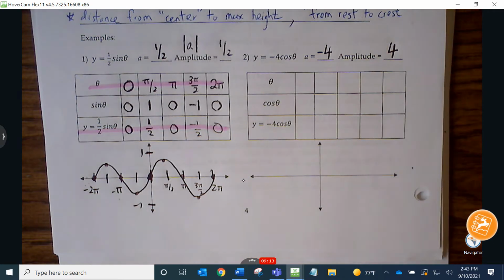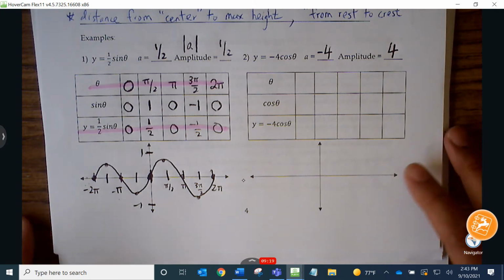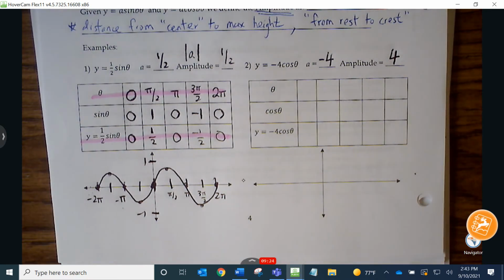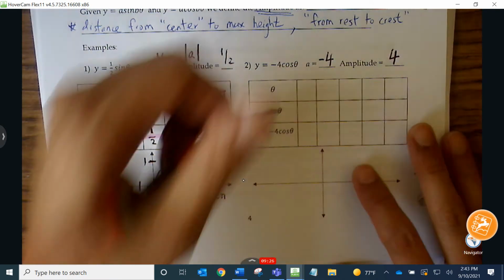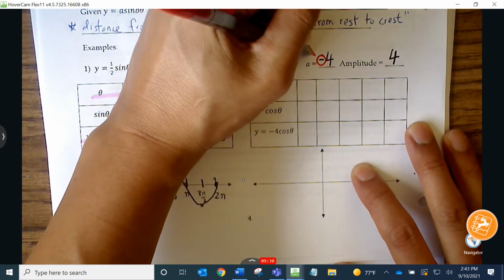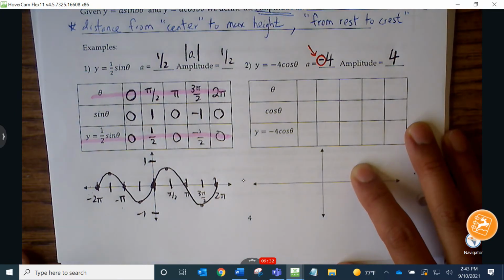So we also need to figure out then, well, what does that negative mean? All right, because 4 is what's happening in terms of changing the amplitude, but the negative is something else. Okay, so let me talk about what that is. The negative, it's going to reflect your graph over the x-axis.